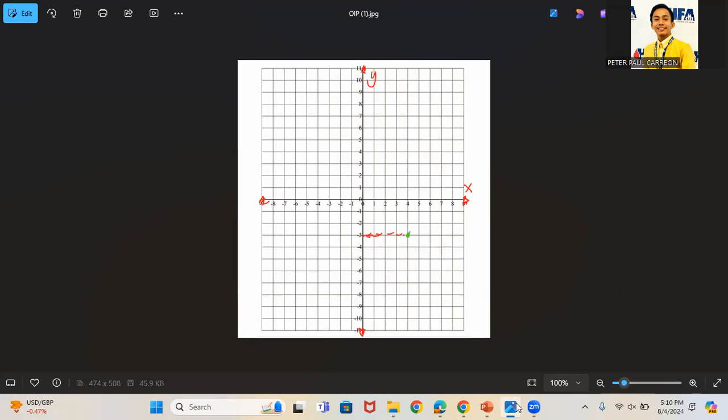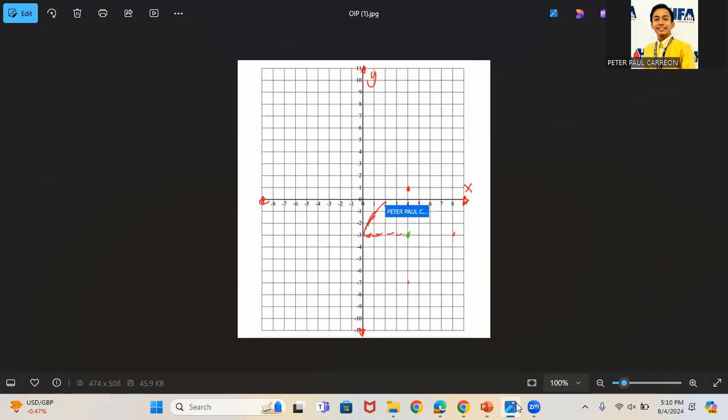You may use a ruler, but I have only Zoom tools. That's why I really cannot make it straight. Of course, I'll be moving also 4 units to form the vertices of the circle, then connecting that into a smooth curve.